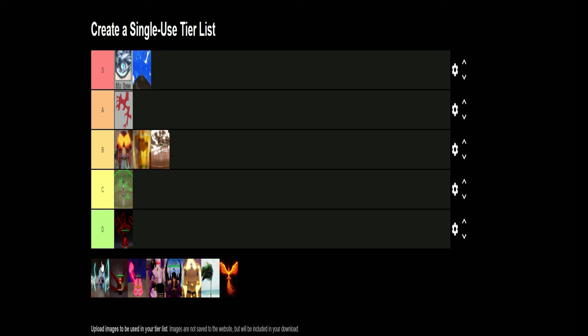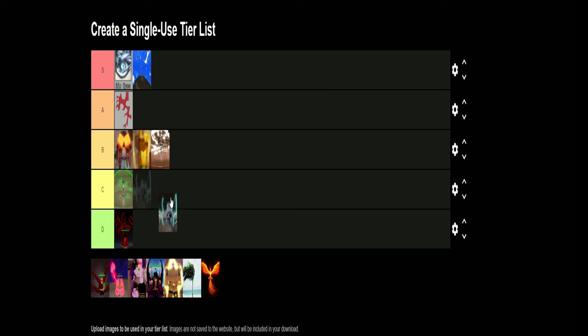Okay, next one we have is Godspeed. Godspeed is really good for early game, kind of like Warudo, but I'd say it's less good, but honestly, you should only use Godspeed until you're like level 30. It's pretty good, so I'll just put it in C.